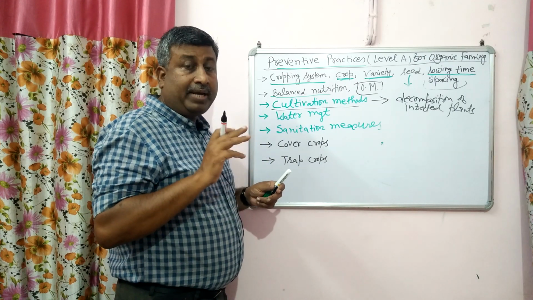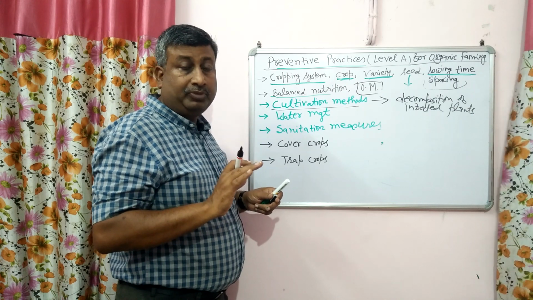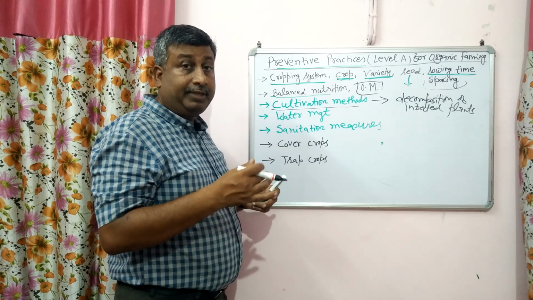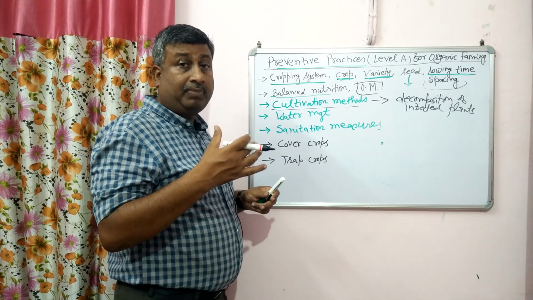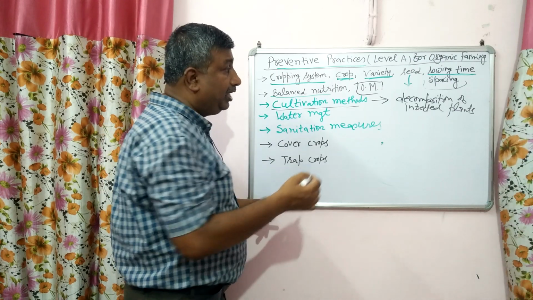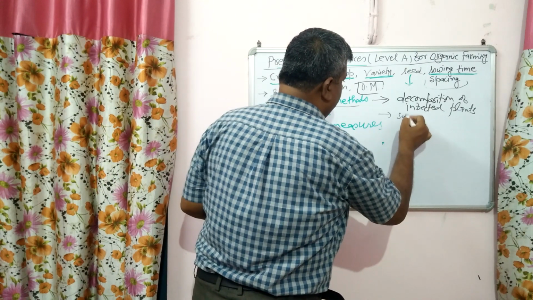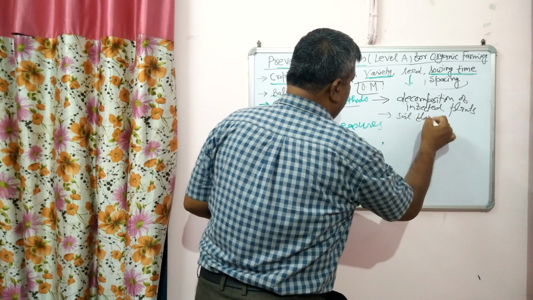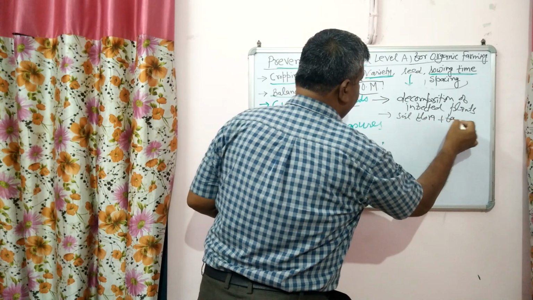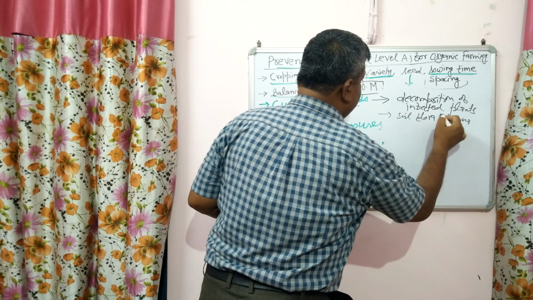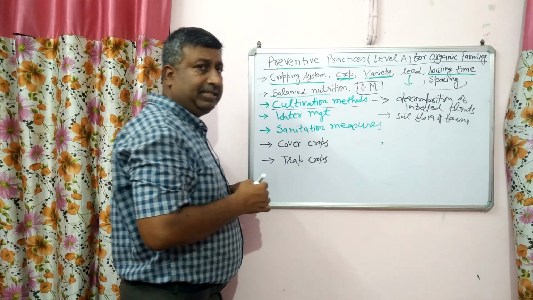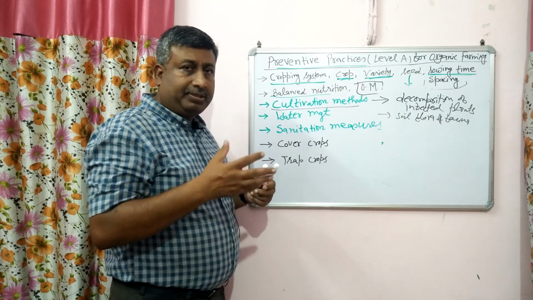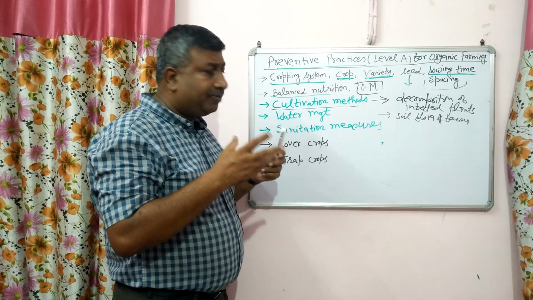Secondly, tillage should not be excessive, otherwise there may be soil erosion. If soil is eroded, then soil microflora and microfauna are disturbed. So we have to maintain the soil microflora and fauna. Not excessive tillage, not very little tillage. Tillage should be maintained. So these are very important.